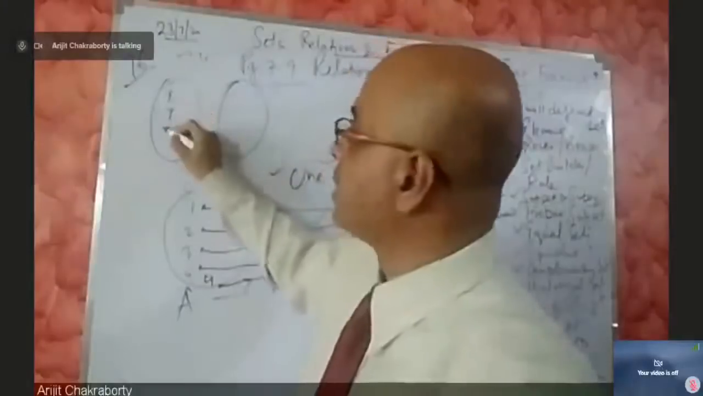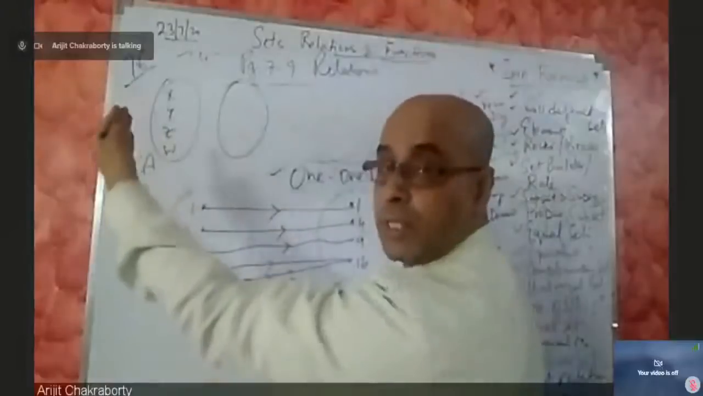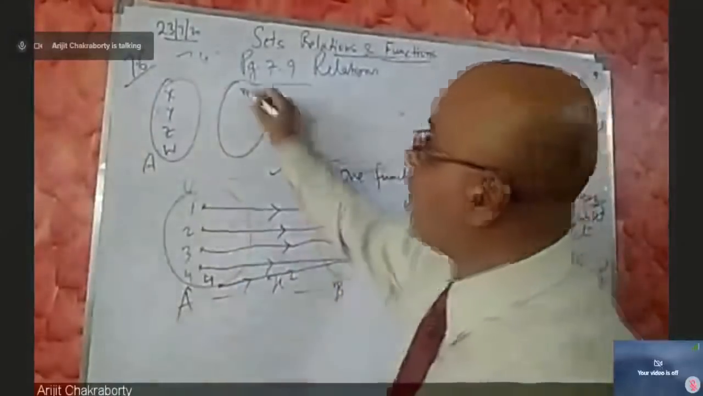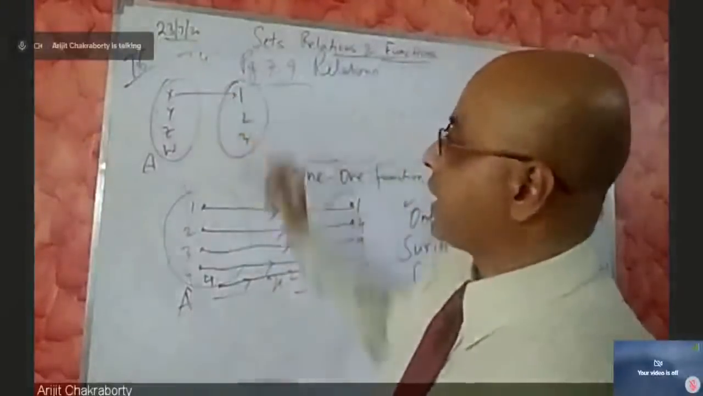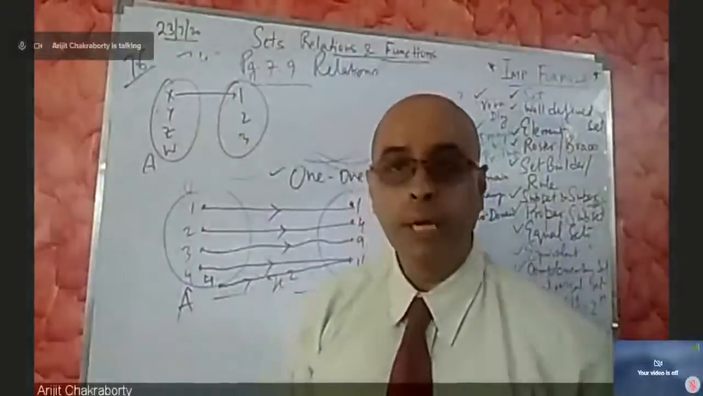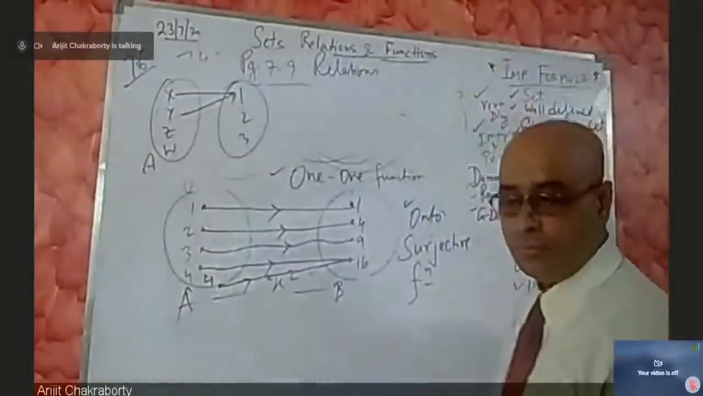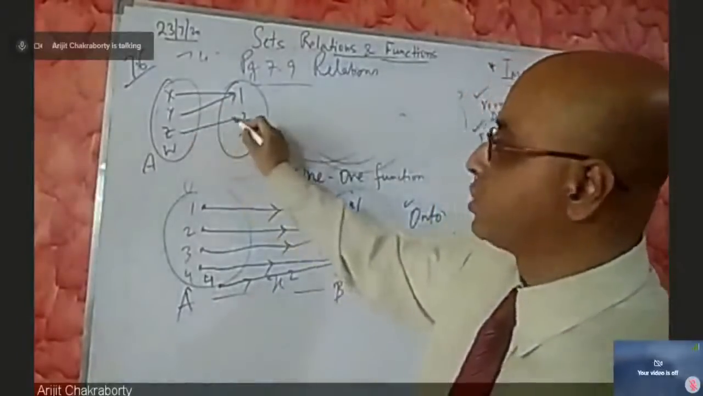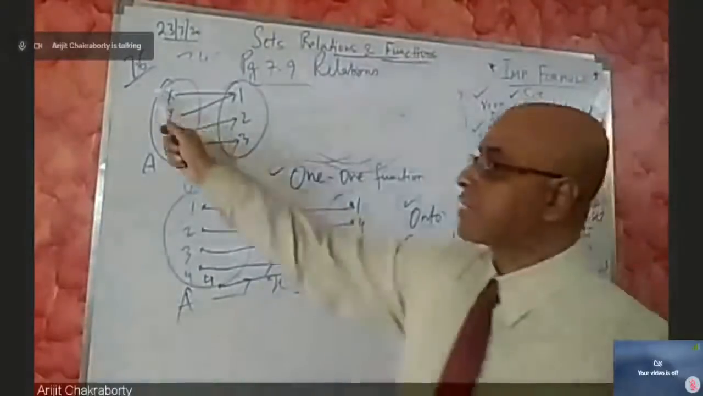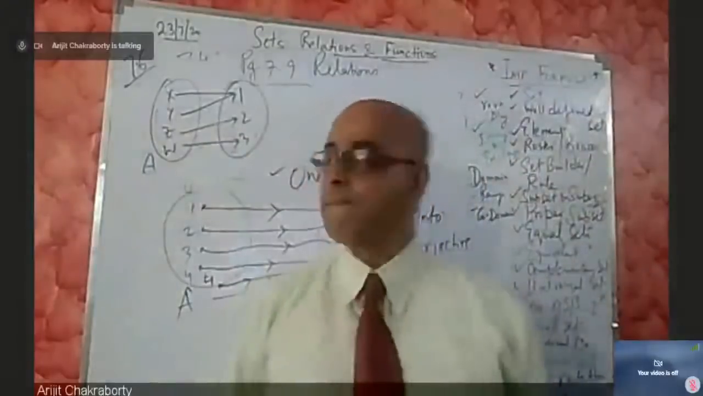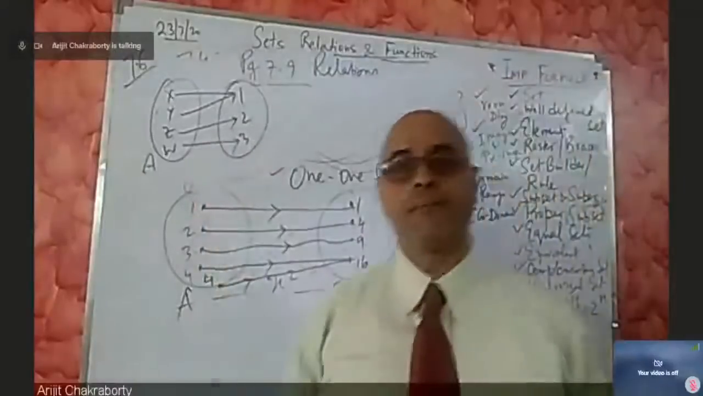X, Y, Z and W, this is set A. The domain, pre-image. I draw the image now: 1, 2 and 3. X directly leads to 1. That means the image of X is 1. Image of Y is also 1. Image of Z is 2 and image of W is 3. Please see, X and Y both have the common image 1. Z has an image 2 and W has an image 3.